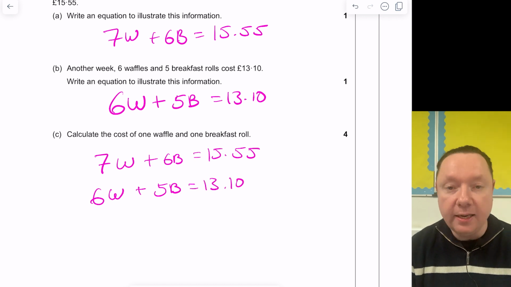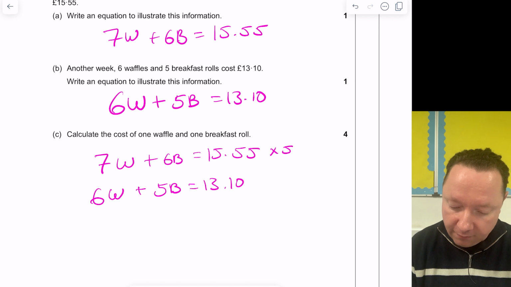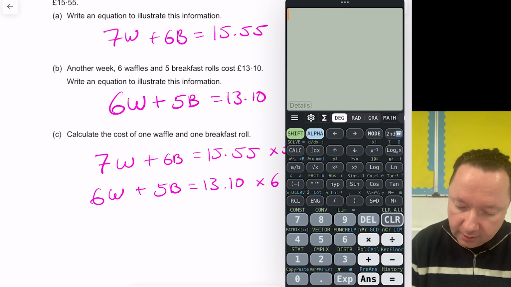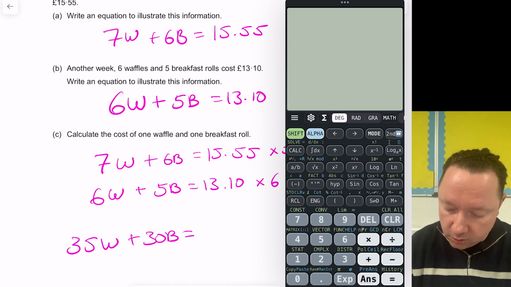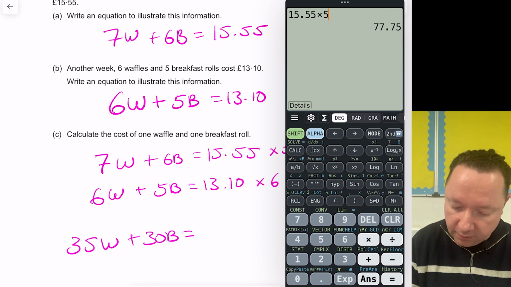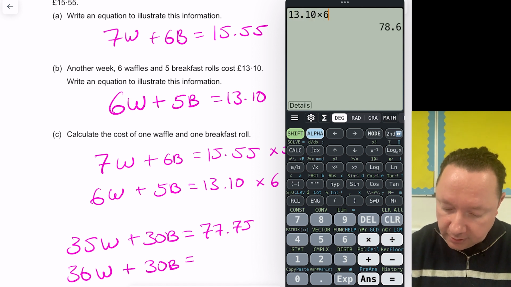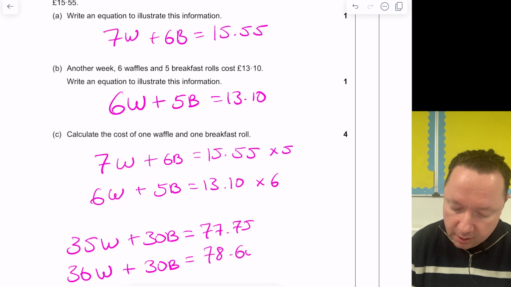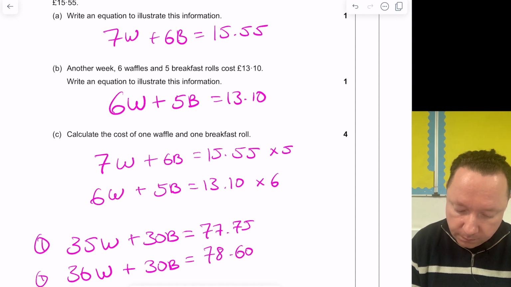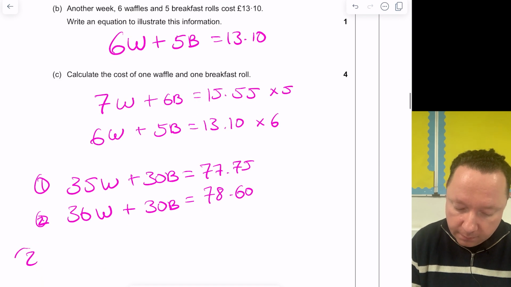But essentially, I want to make the second letter the same. So I times the top by 5 to get 30, and the bottom by 6 to get 30. So let's get the calculator to make sure we don't make a mistake. 7 times 5 is 35W, plus 30B equals 1555 times 5, 7775. And the other one, 6 6s is 36, 6 5s is 30, 1310 times 6 is 7860. So we get that so far. Let's call that 1 and 2. And we can just do 2 take away 1.